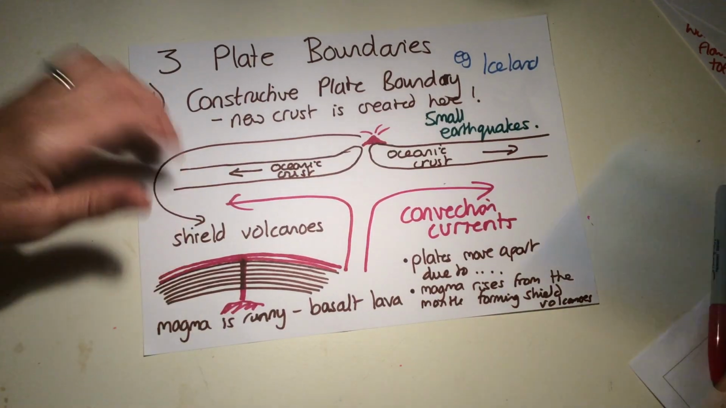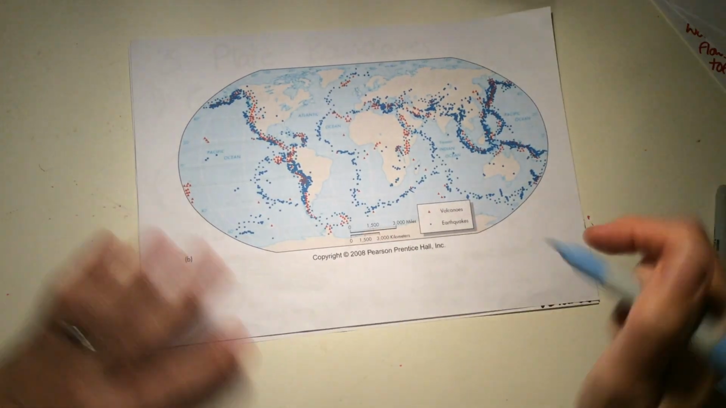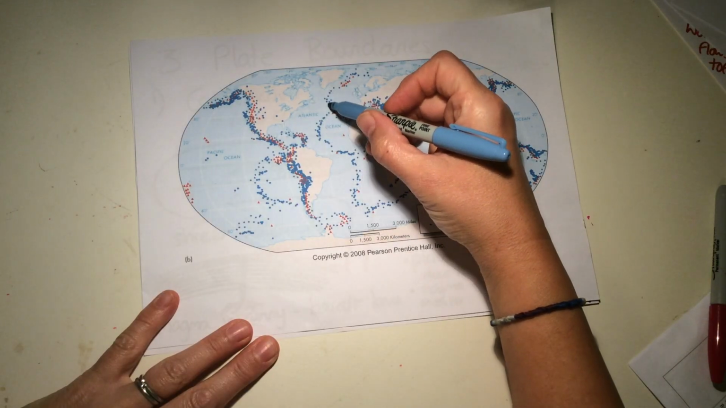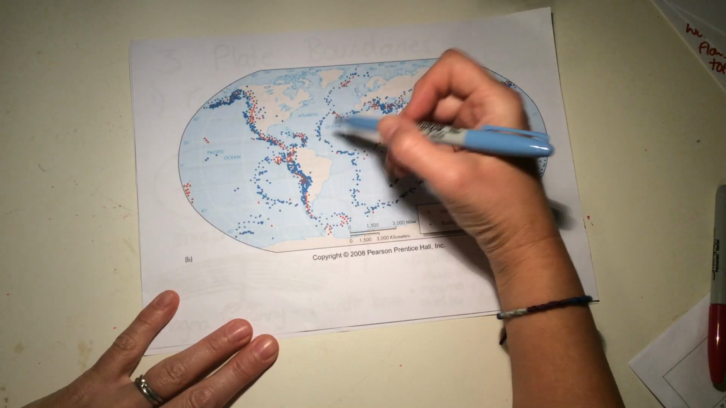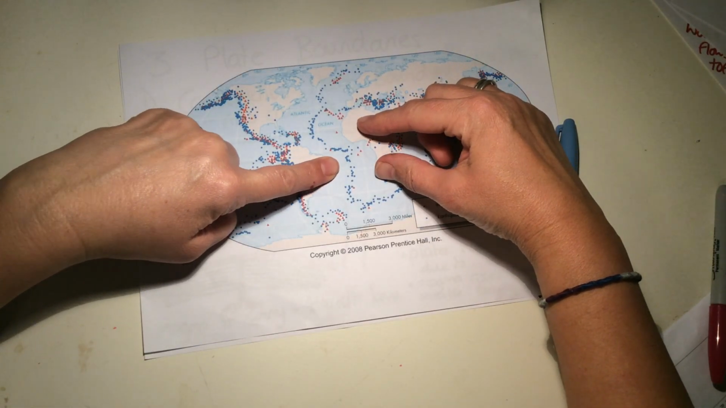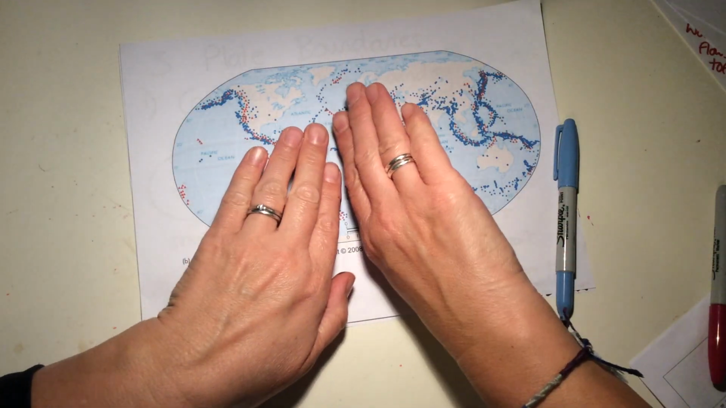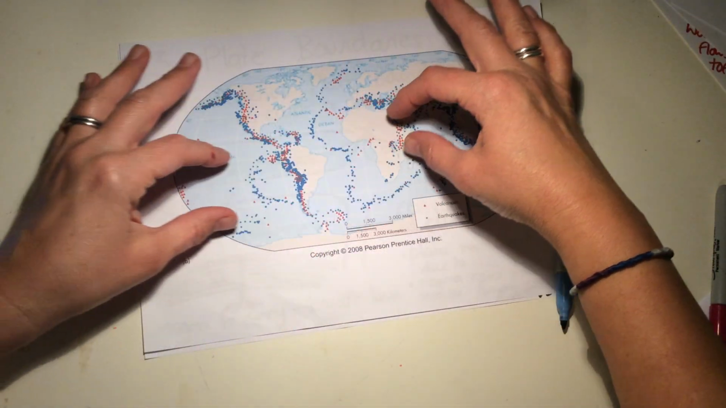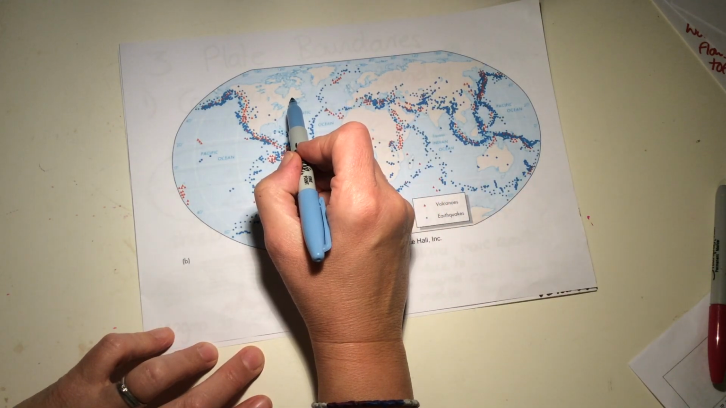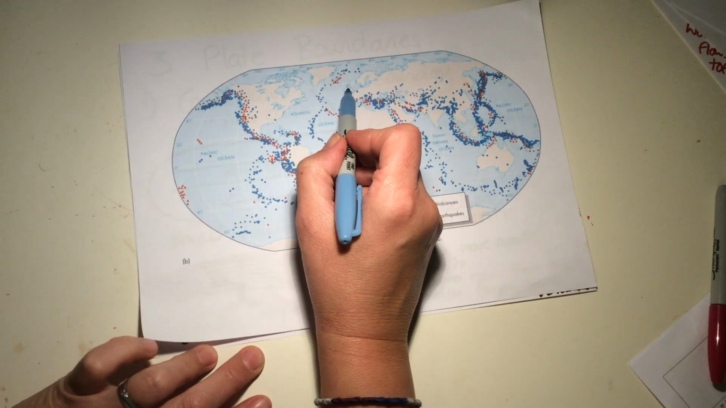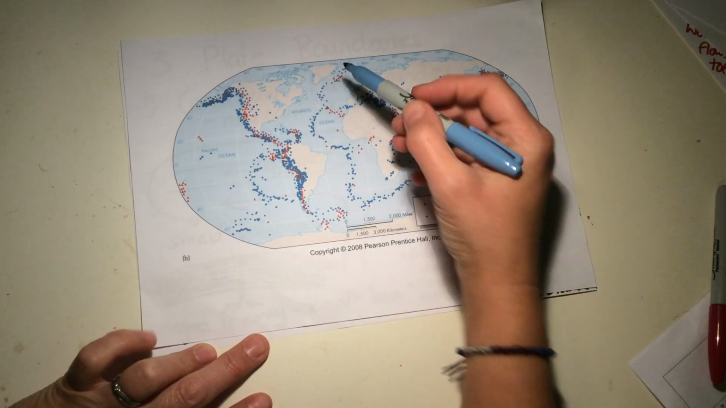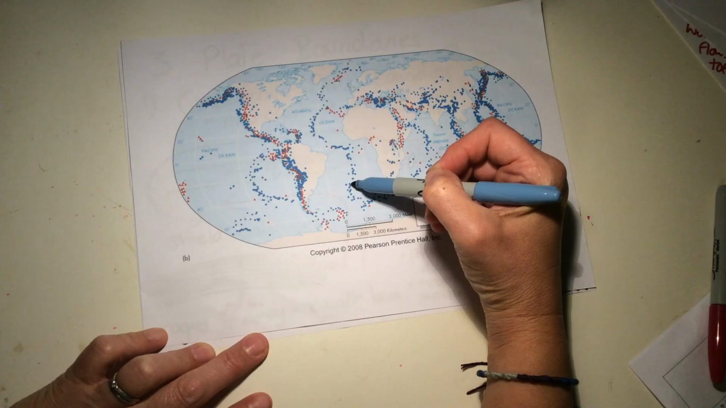If we look at the map we've seen before, this is a constructive plate boundary and it runs all the way up the middle of the Atlantic. If you look at the shape of Africa and the shape of South America, it's really clear to see that they used to be together, and over time they're pulling further and further apart. If you fly from the UK to New York this year and then fly again in 10 years' time, you'll be flying for a greater distance. So here we have a constructive plate boundary.